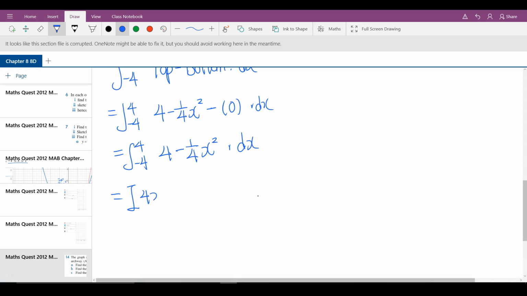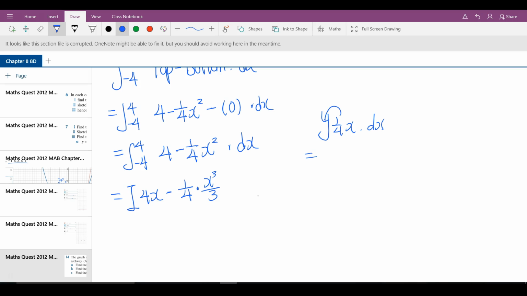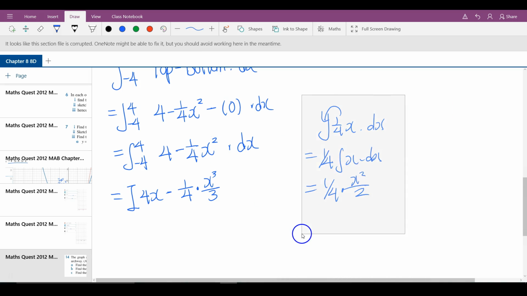So 4 becomes 4x minus, and let's take the 1/4 out, multiplied by the integral of x squared, which is x cubed over 3. The reason we can take the quarter out is because when you integrate something like that, you can take the constant out of the integral sign first, then integrate x, and multiply at the end. That's just an example to show you. Let's just delete that.